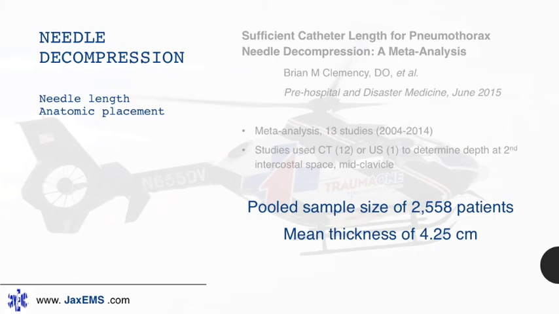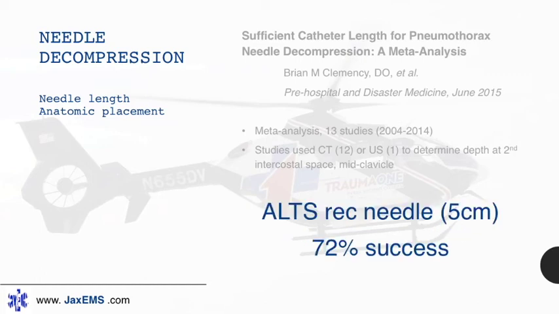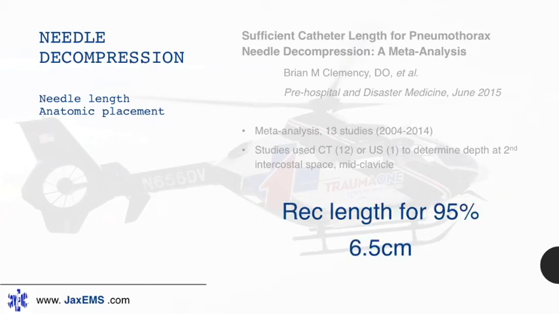And so from this group, they had about 2,500 patients, and the mean thickness of the chest wall was 3.25 centimeters. So some of the IVs people use, 3.75 centimeters, aren't going to make it. ATLS, last time I checked at least, recommends a 5 centimeter catheter. So again, that's only going to make it, based on this data, 72% of the time. So this is a life-saving measure. We need to ideally do better than 72%. And that's the absolute maximum we're going to get with a 5 centimeter catheter. And then a recommended length for 95% of chest walls was 6.5 centimeters. So again, this is a great study to help guide your protocols and SOGs and equipment selection.